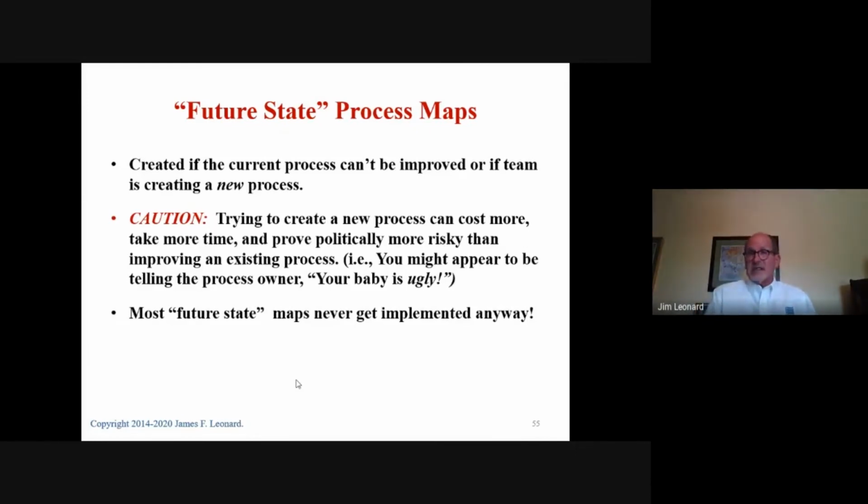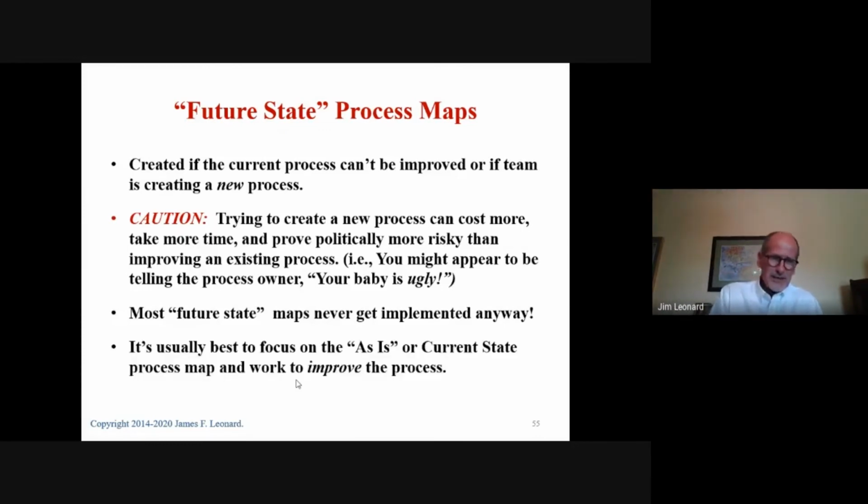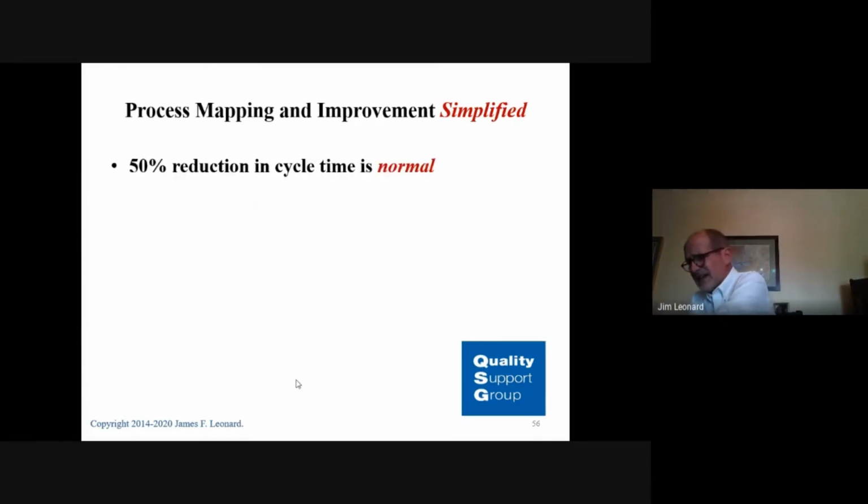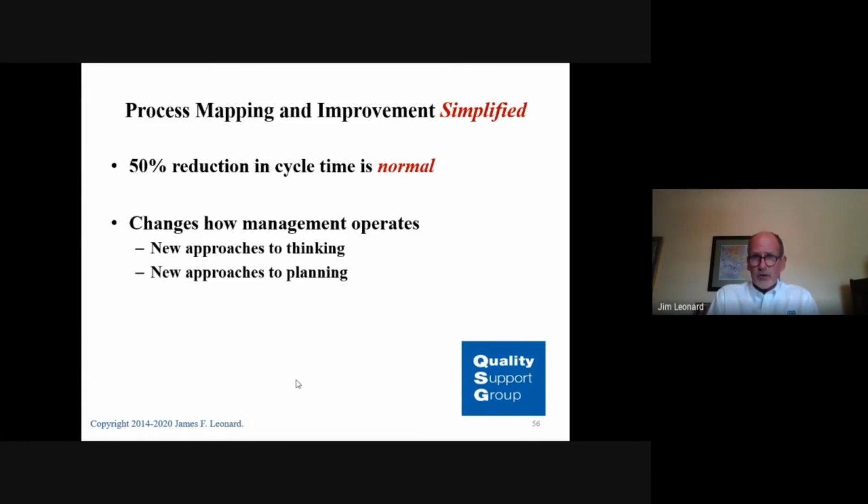In fact, I've never seen a team that has put together a future state map, once they complete their project, where what the project process really looks like is their future state map. And that's why I always recommend just focus on the as is and work to improve the process. And then in terms of simplified, Paul Hine told me that 50% reduction in cycle time is normal, not extreme, normal. This also changes how management operates.